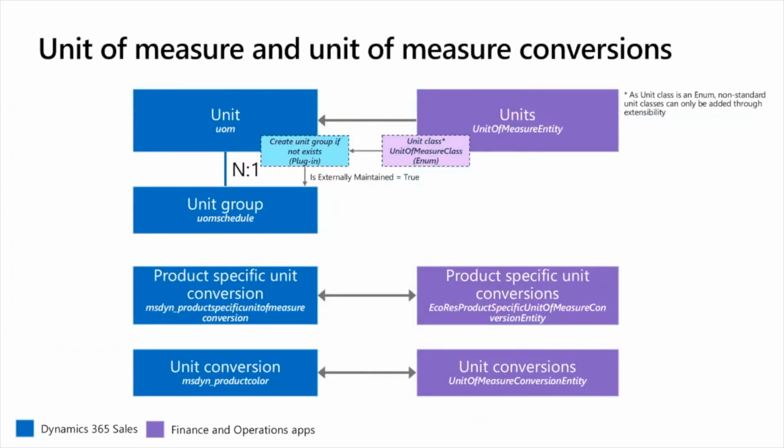So unit of measure and unit of measure conversions, these are also supported flows. Units more or less line up between the two applications, with the difference where we have this unit group in sales and there's no equivalent entity or data construct in finance and operations. There is a unit of measure class enum, so there's a plugin there to support that data flow. And then for product specific unit conversion and unit conversion, there are entities and entity maps to support the synchronization of that information as well.